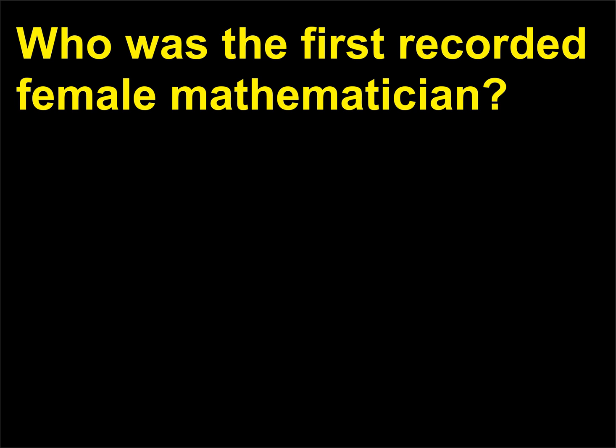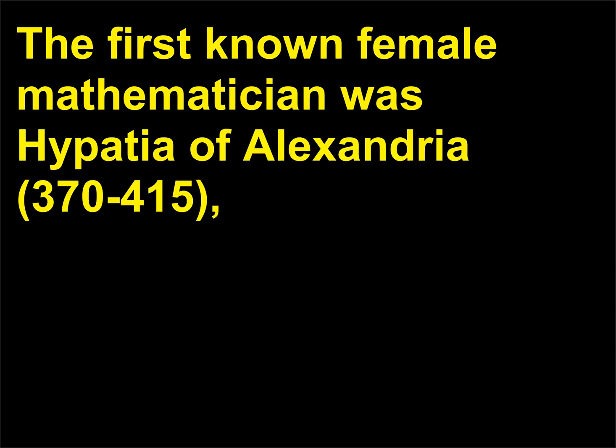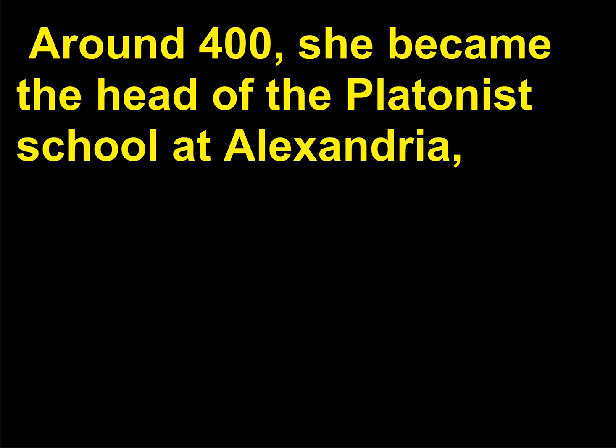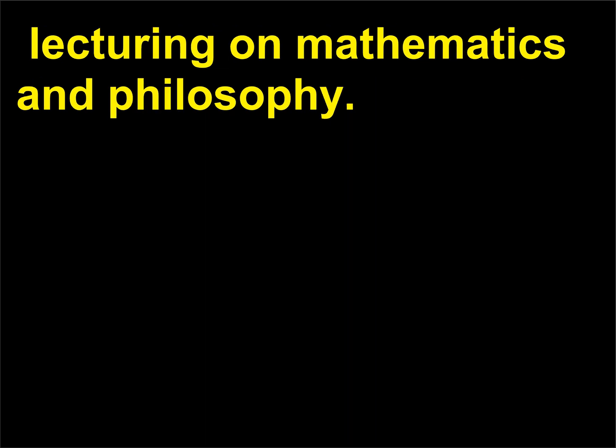Who was the first recorded female mathematician? The first known female mathematician was Hypatia of Alexandria, 370 to 415, who was probably taught by her mathematician and philosopher father, Theon of Alexandria. Around 400, she became the head of the Platonist school at Alexandria, lecturing on mathematics and philosophy.